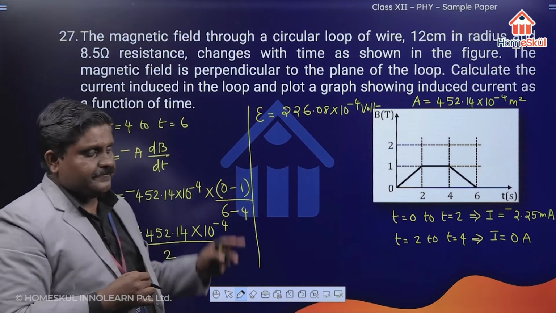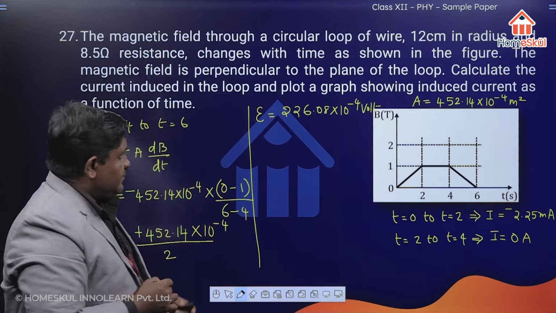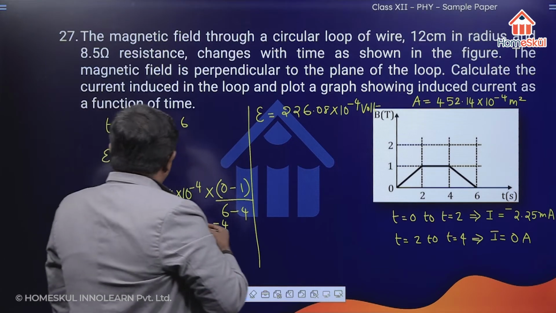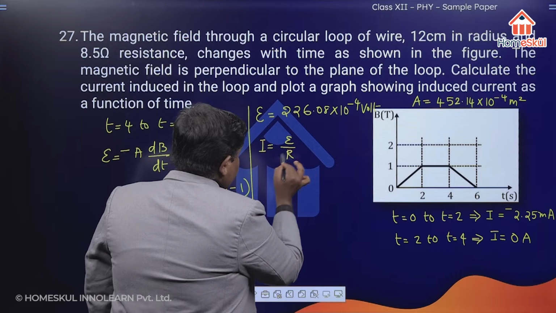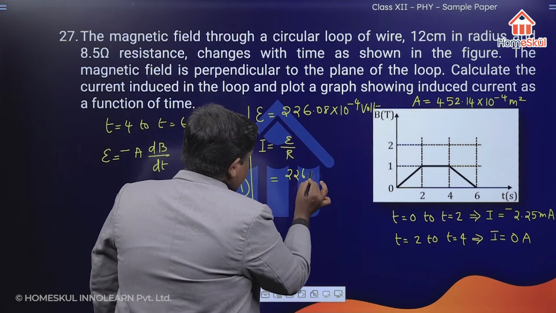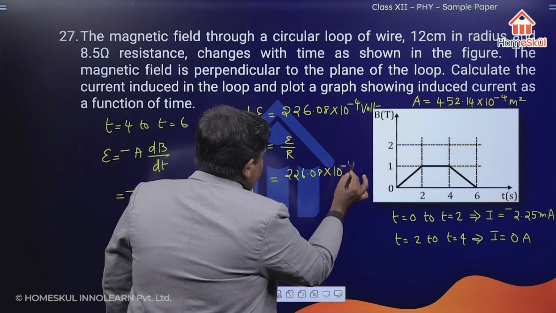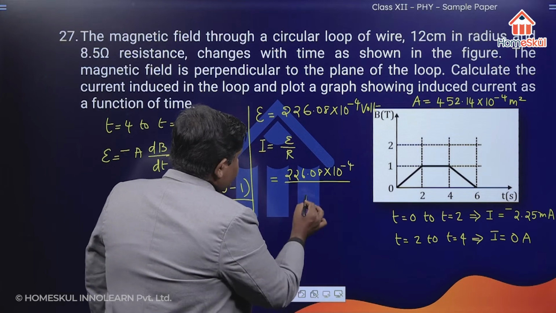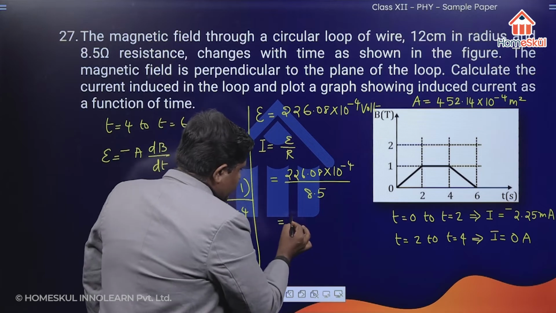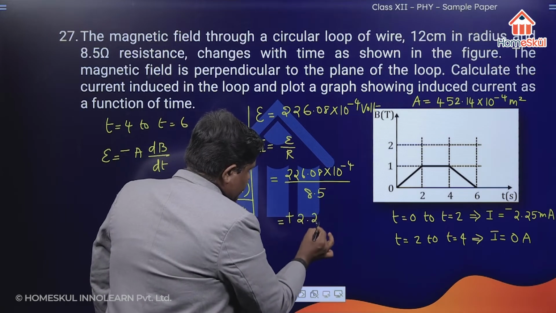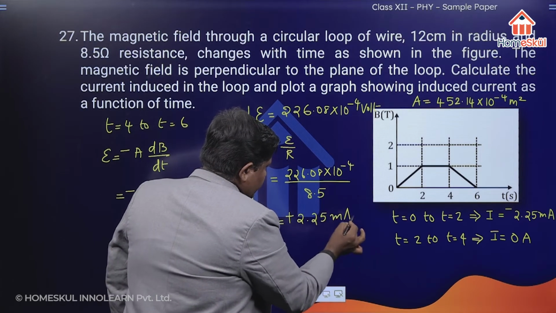Okay, so this is the value we get. Then finally we have to calculate the current I equal to E by R, that equals 226.08 into 10 raised to minus 4 divided by 8.5. While calculating this, we get the value as plus 2.25 milliampere.